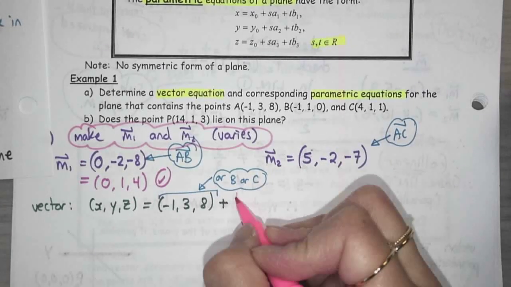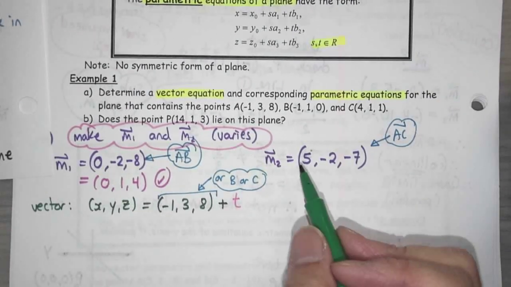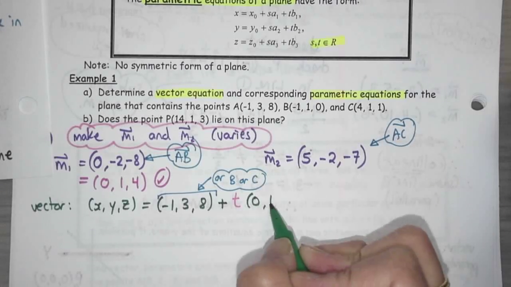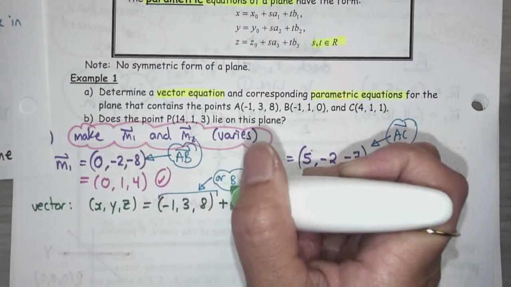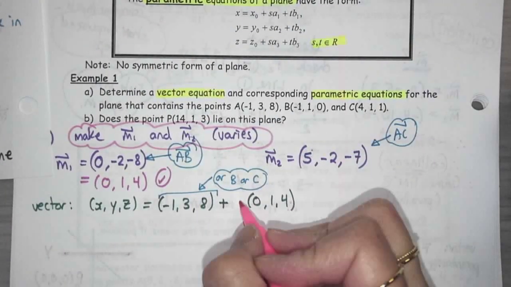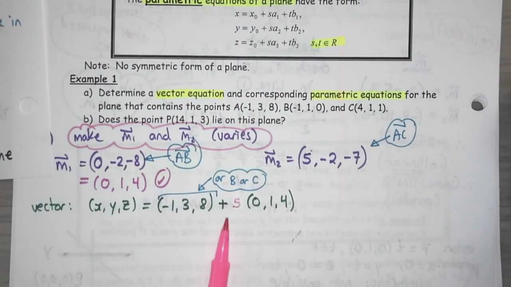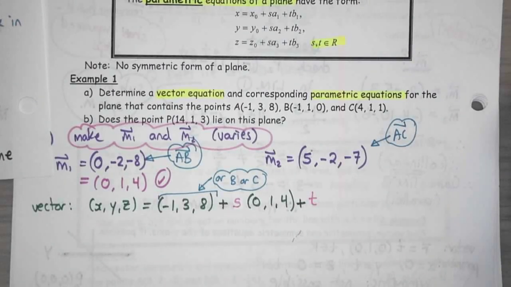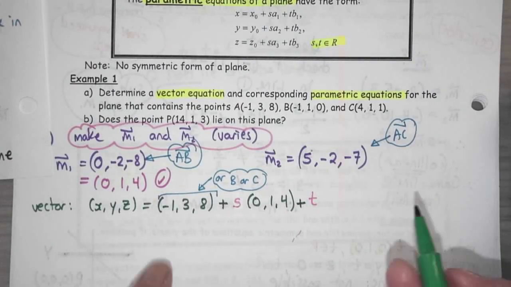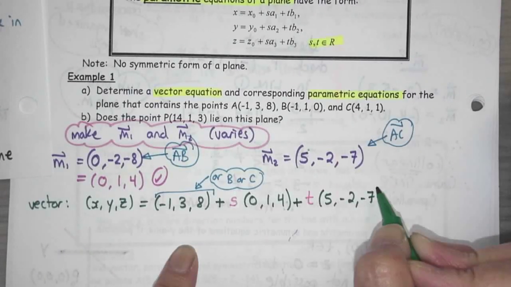and again, as per usual, we have to put the t, t times, and then we have 2 direction vectors this time. So 0, 1, 4, or s and t. Usually they do it alphabetically, so I'll stick to our usual: s times that, and then plus t times 5, -2, -7. It's not wrong if you do it the other way, but typically we go in alphabetical order.